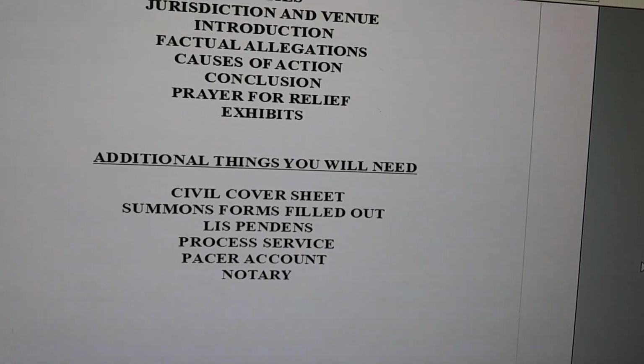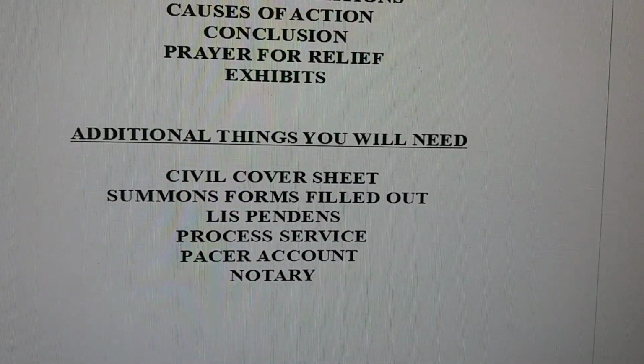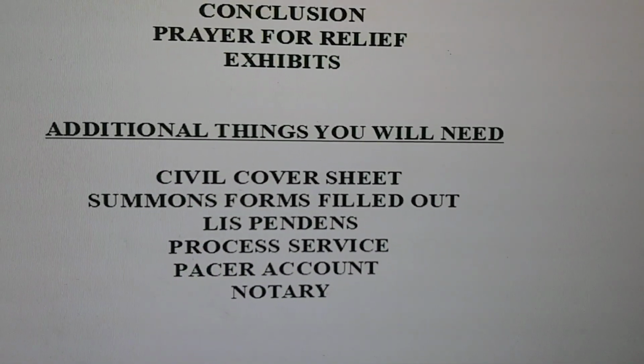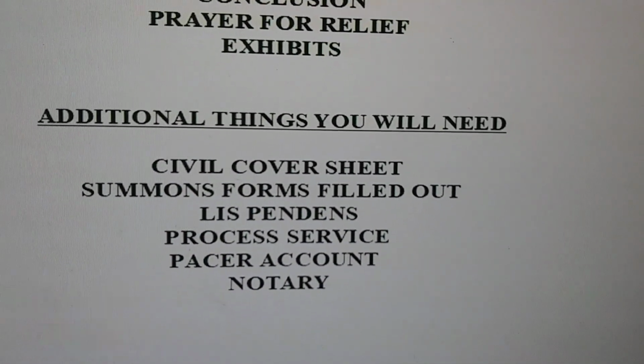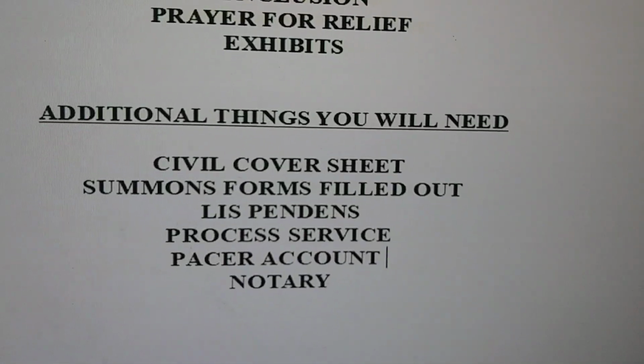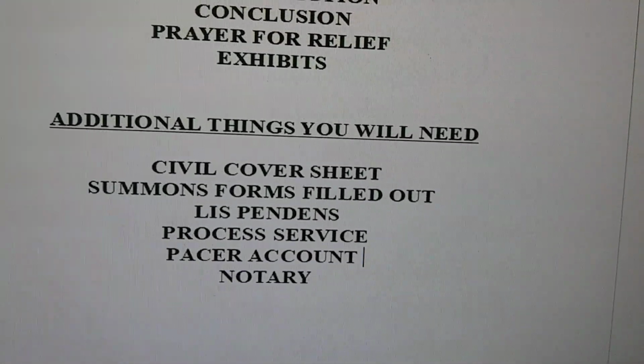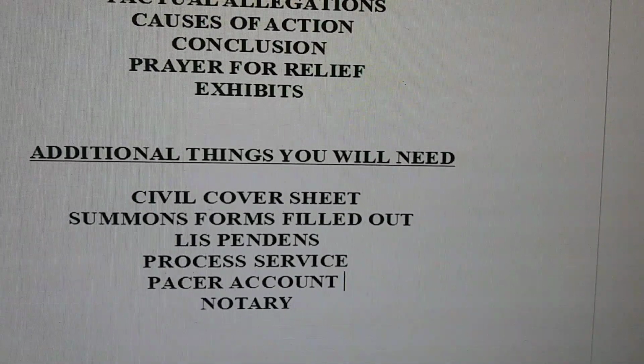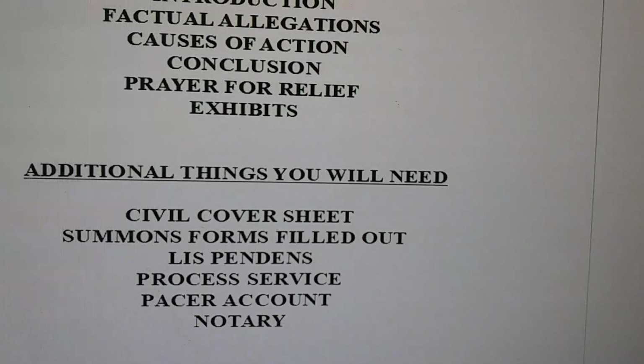Okay, so additional things again that you will need: the civil cover sheet, the summons forms filled out, a lis pendens, the process service, a PACER account, and a notary. So let's take a look at what a lis pendens looks like.